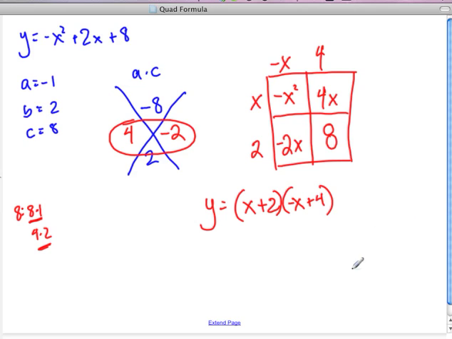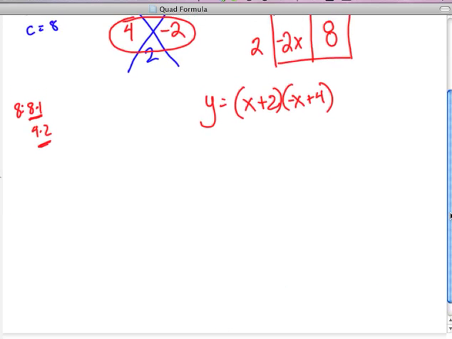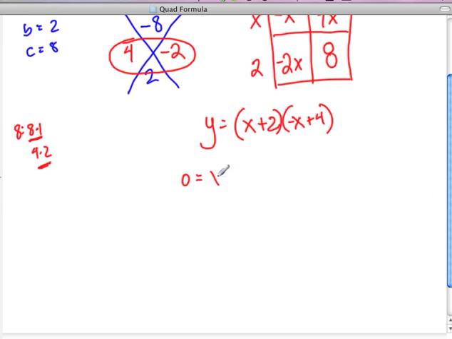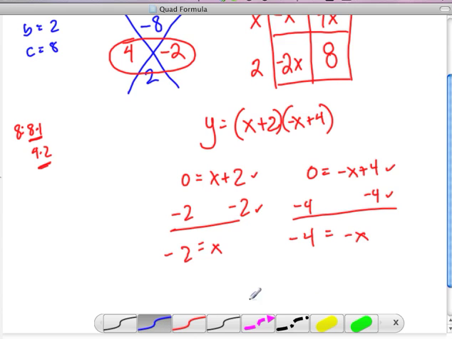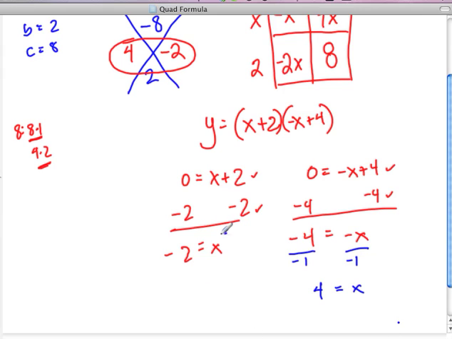And the final step when finding my x-intercepts is to just make each of those equal to 0. And solve for x. Subtract 2, subtract 2. Subtract 4. Now this one we have a negative x, so I got to get rid of the negative, and to do that I will divide by -1. So let's see what I end up with. I end up with x equals -2 and x equals 4.